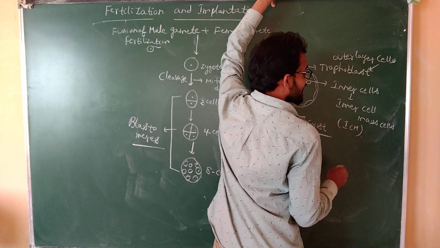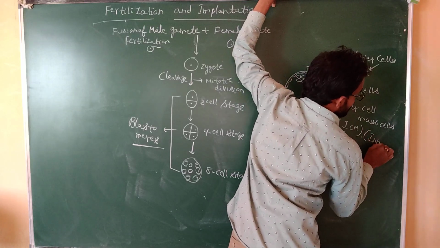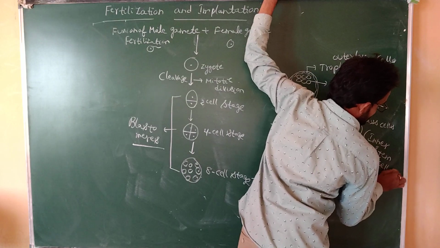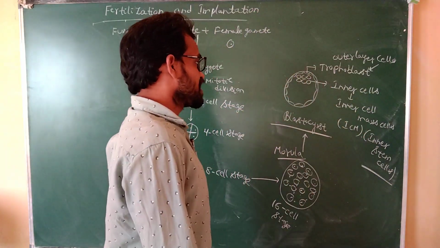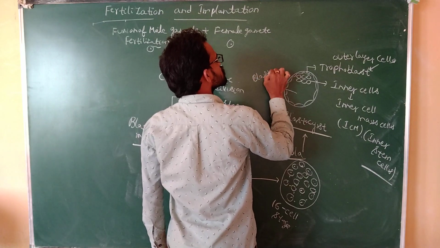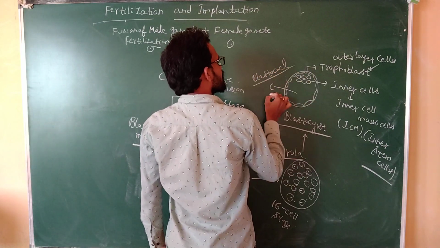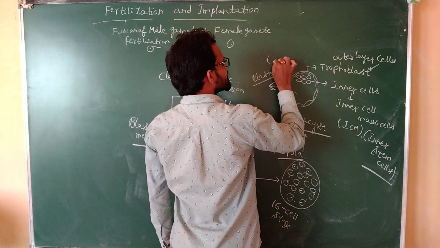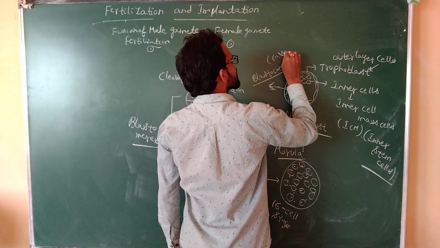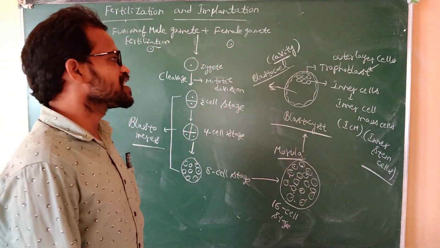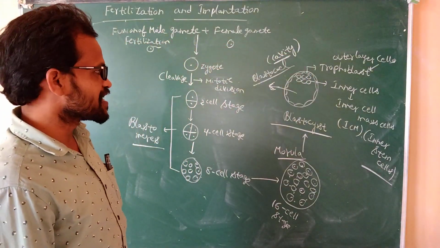The inner cell mass is indicated as the inner stem cells. And the cavity is called the blastocoel. Coel means cavity. It is indicated as the blastocoel cavity.